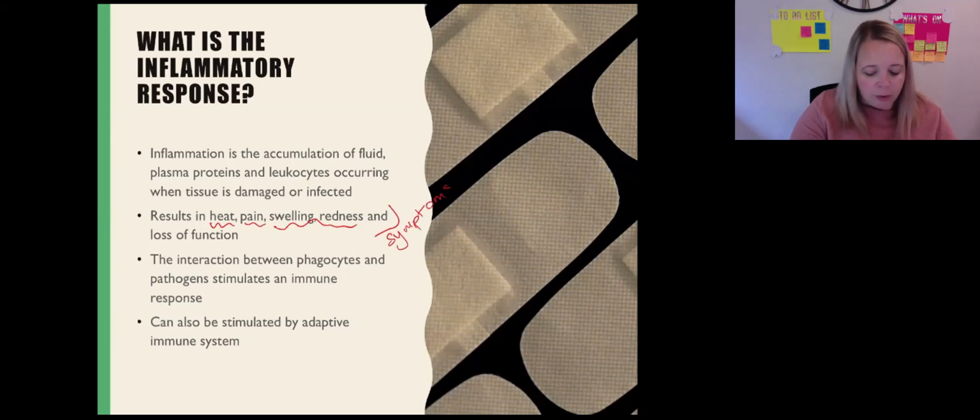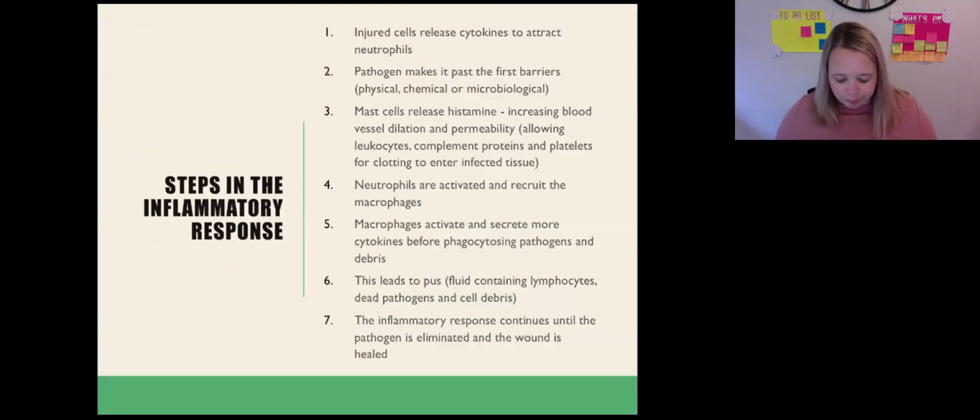They are caused as a direct result of the action of the cells within your body. What happens is an interaction of the phagocytes, those big eating cells, and the pathogens, stimulating this immune response. Also, you can get inflammation that's stimulated by your adaptive immune system, but usually it's the inflammation that then activates your next system.